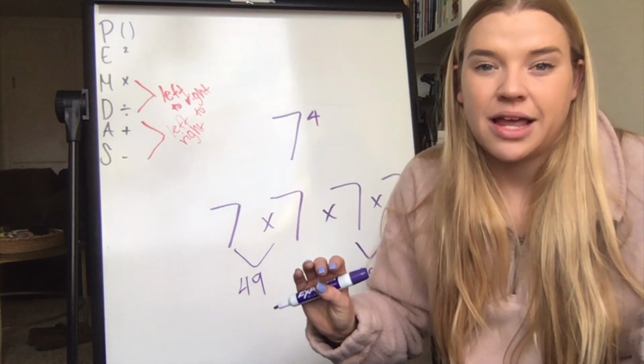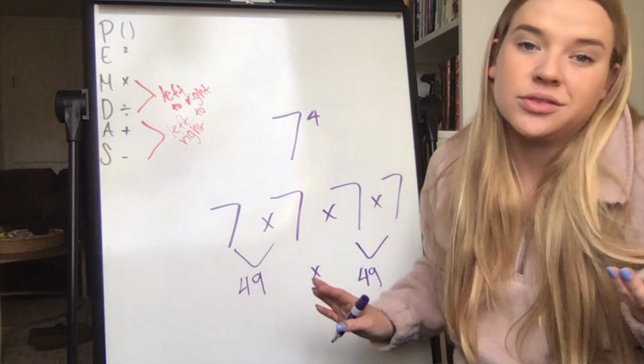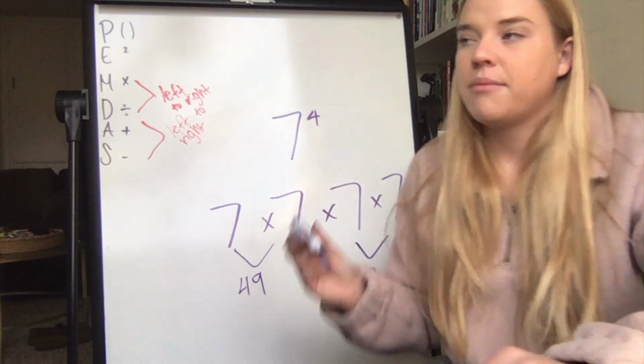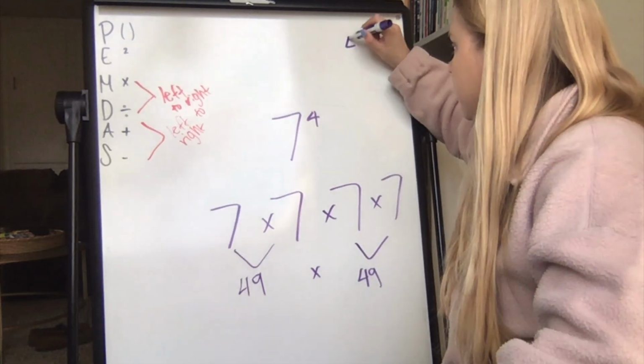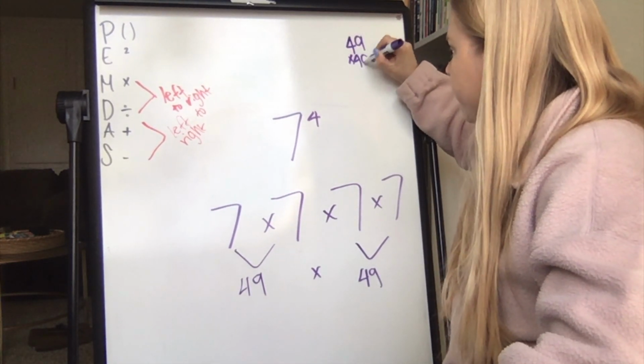Either way, you should be getting the same answer. I just grouped it this way because it's the way that made most sense to me, but however it works for you, you can solve it that way. So now in order to solve this, I have to do 49 times 49.